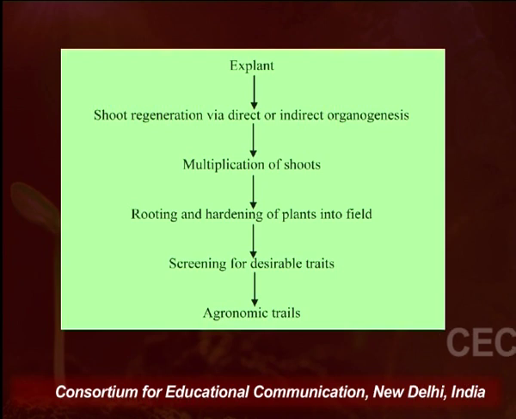So this is just a simple flow chart which exhibits how this in vivo method works. Explant material, shoot regeneration via direct or indirect organogenesis, then this shoot is multiplied on the culture, rooting is there, then hardening of the plant into the field is done, then you go for the screening of the agronomic traits of that particular plant.